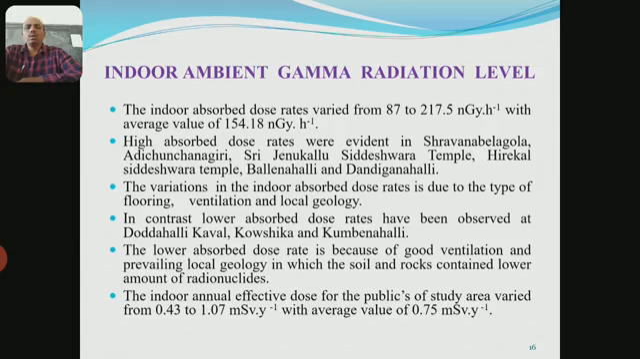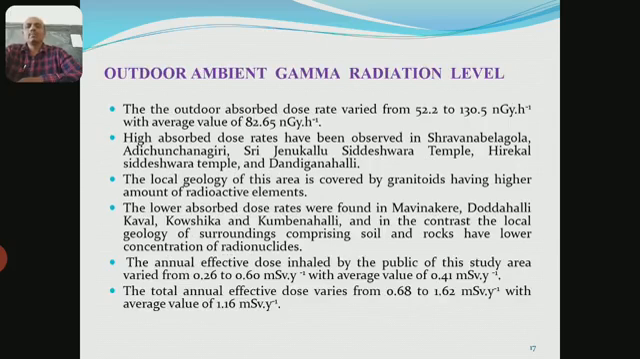The indoor annual effective dose for the public of the study area varies from 0.43 to 1.07 millisievert per year with an average of 0.75 millisievert per year. The outdoor ambient gamma radiation level varies from 52.2 to 130.5 nanogray per hour with an average of 82.65 nanogray per hour.